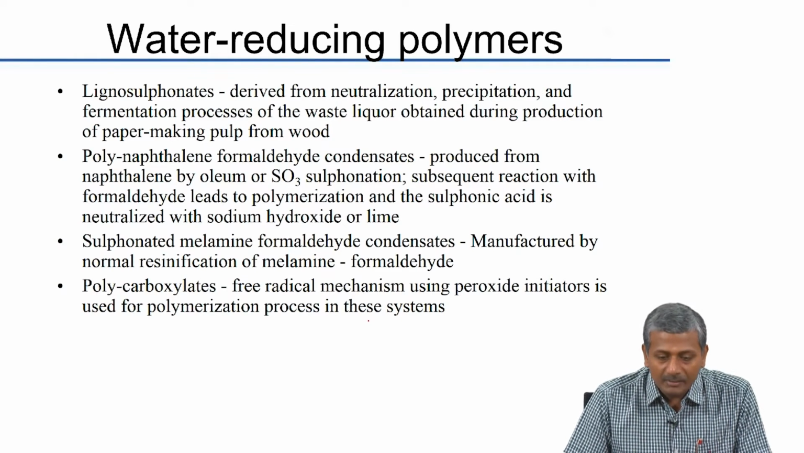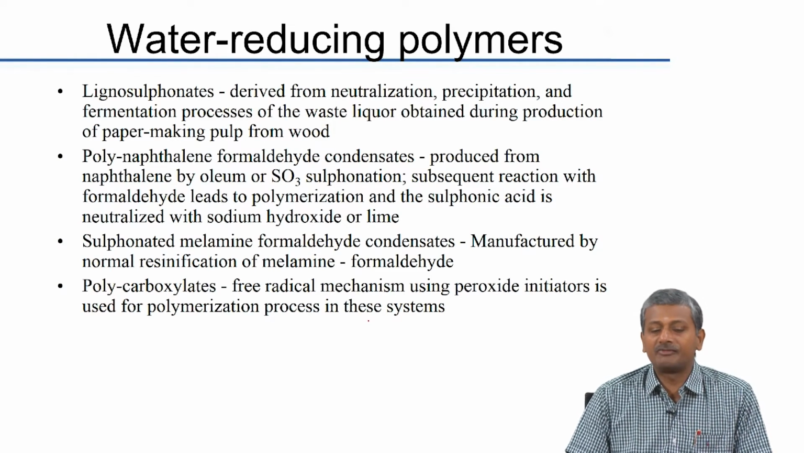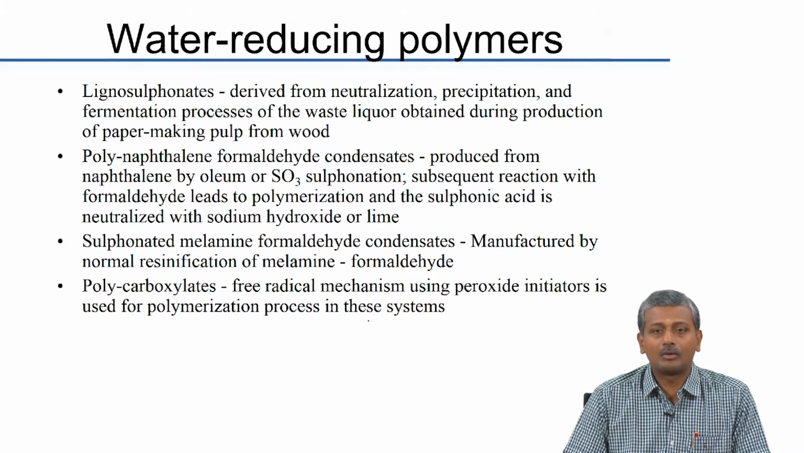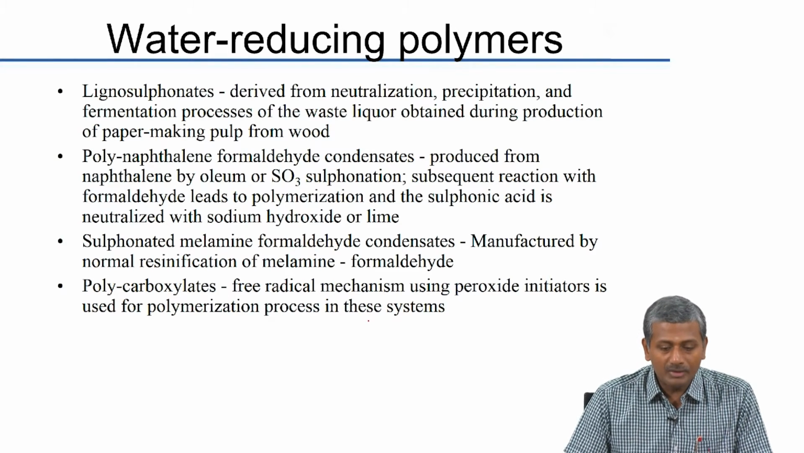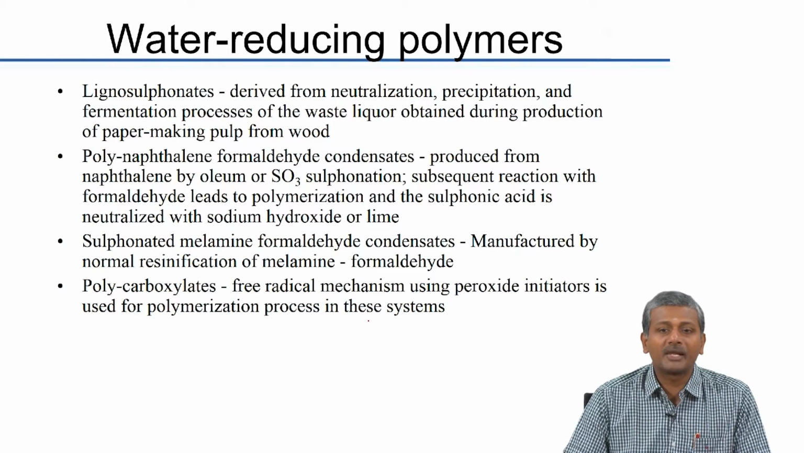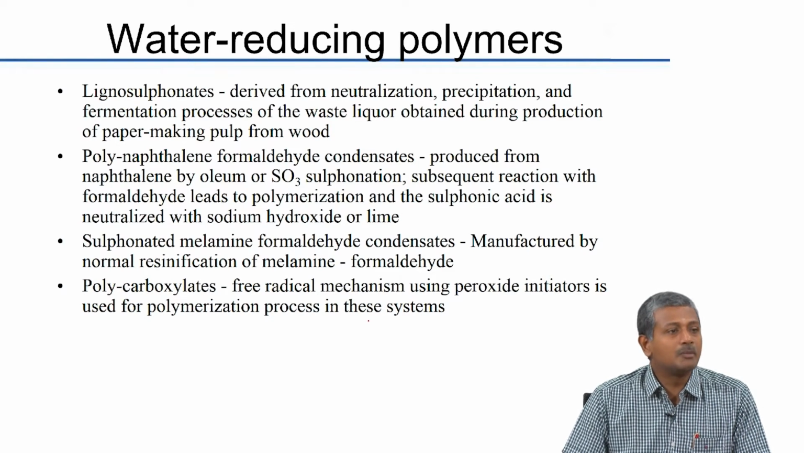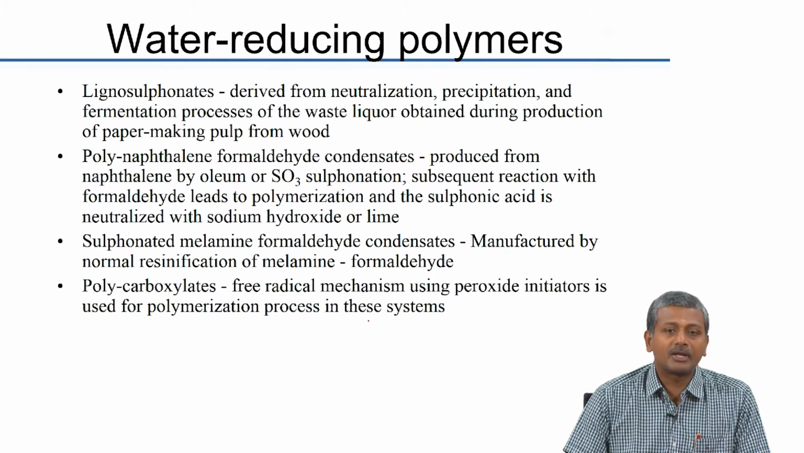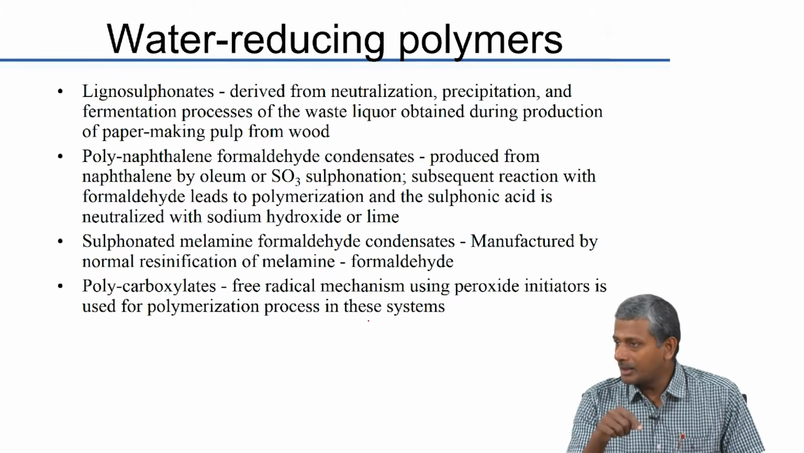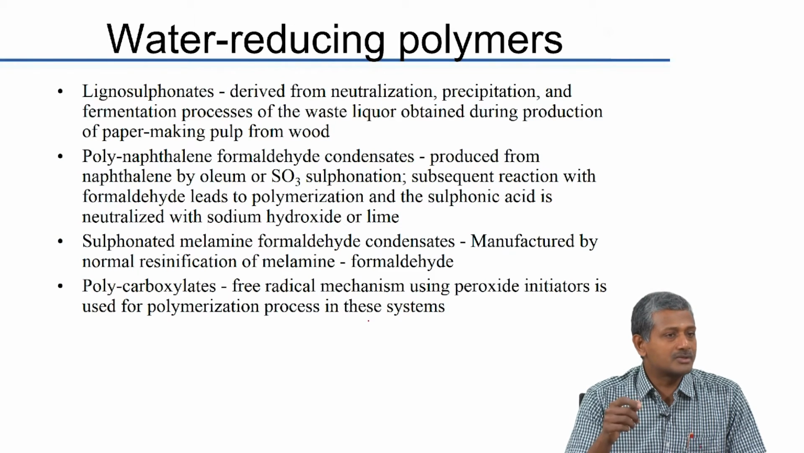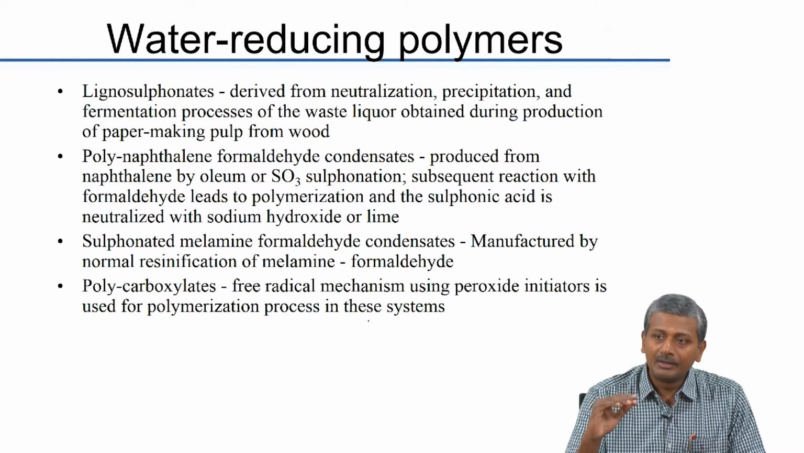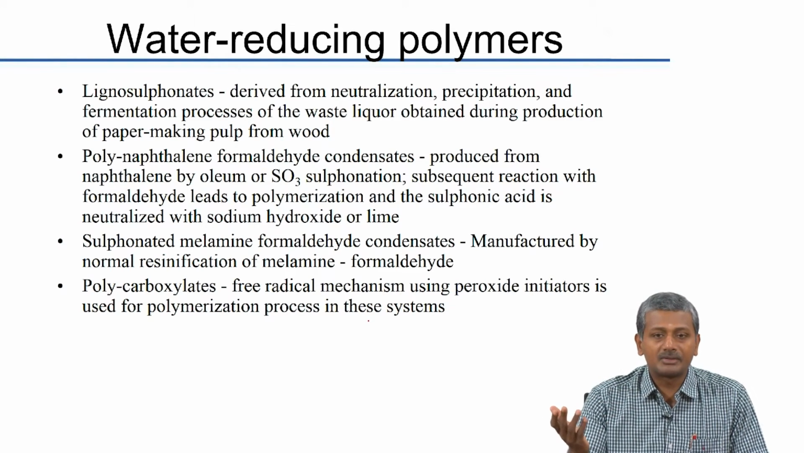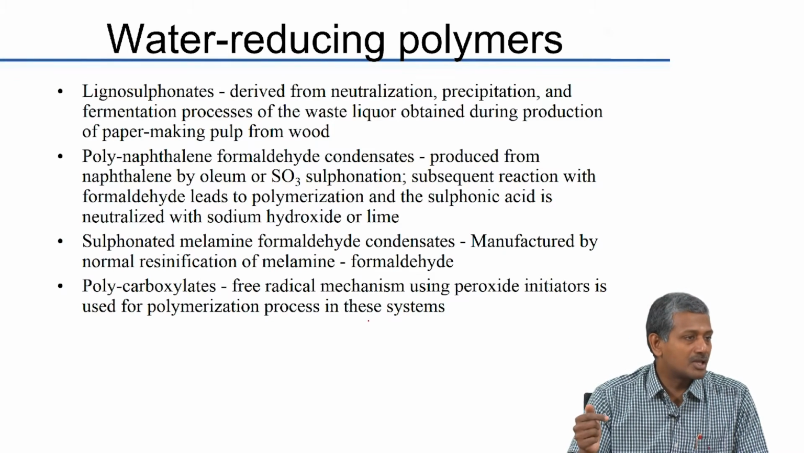You can have sulfonated melamine formaldehyde that are manufactured by resinification of melamine formaldehyde condensates. And then polycarboxylates are a little bit more complex, but they end up producing polymers that can be suitably modified depending upon the kind of application that you are looking at. So today many construction chemical manufacturers actually come up with very interesting variants of polycarboxylates which can have other functionalities also.